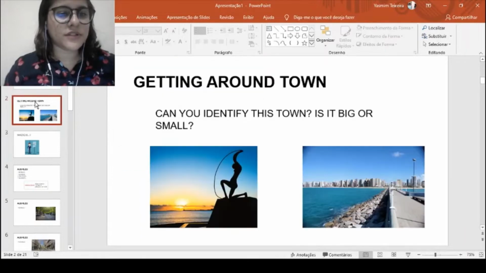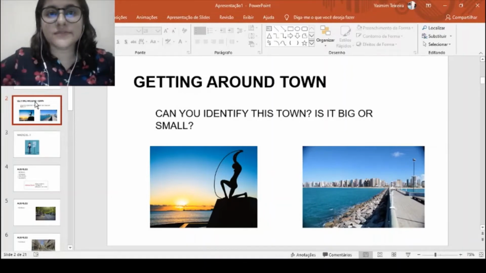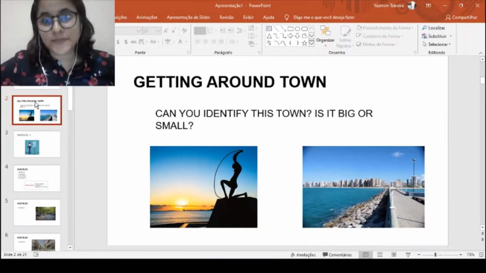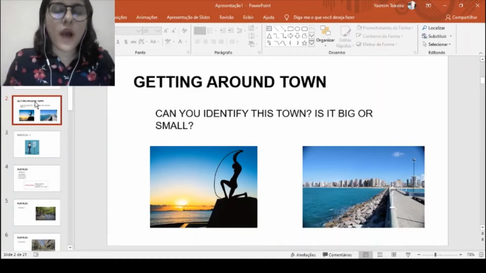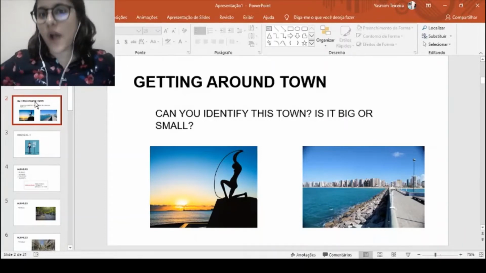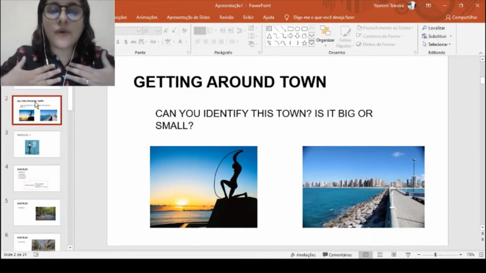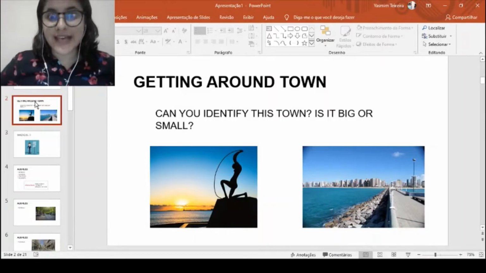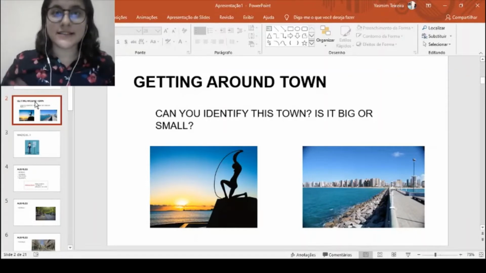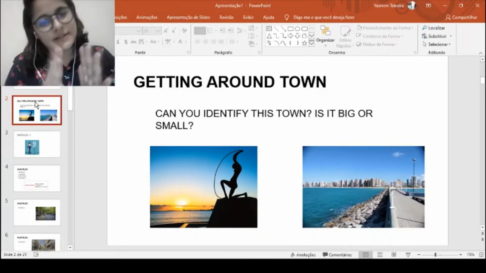I want you to identify these two pictures and recognize the city, the town. What is this town? You know what is this town? This is our town, Fortaleza. Fortaleza is a town. So, do you think Fortaleza is a big town or a small town?